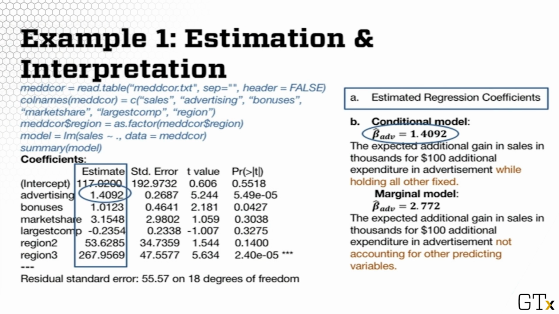If we contrast this with the marginal model, if you recall, the estimated regression coefficient was 2.772. So you see that this is larger than the estimated coefficient under the conditional model. The way we interpret this coefficient is the expected additional gain in sales in thousands for 100 additional expenditure in advertisement, not accounting for other predicting variables being in the model.